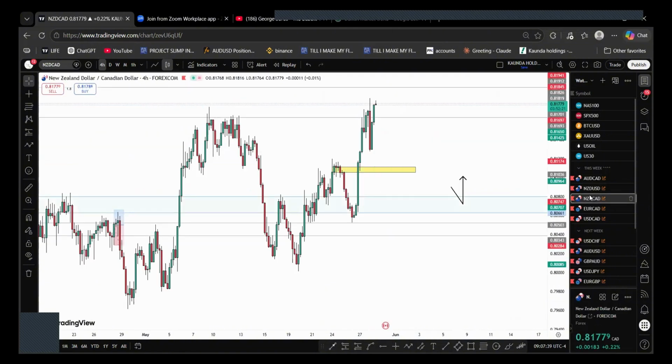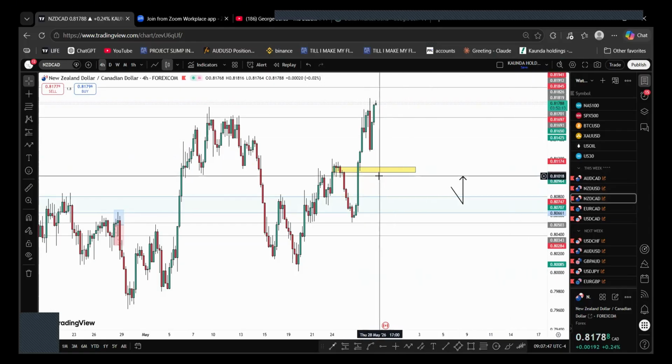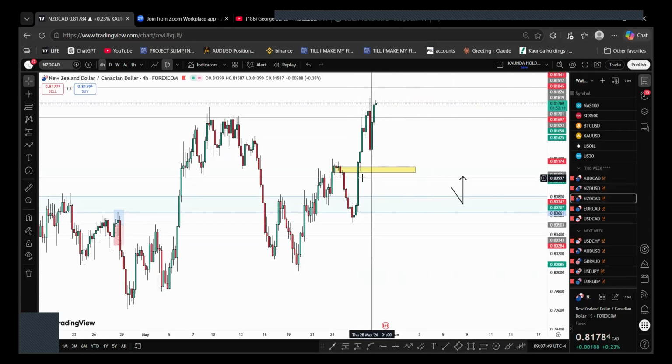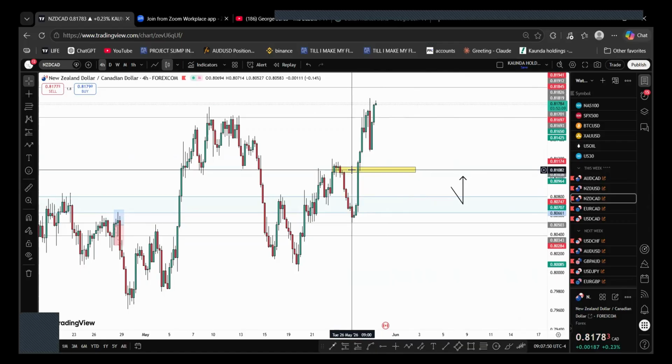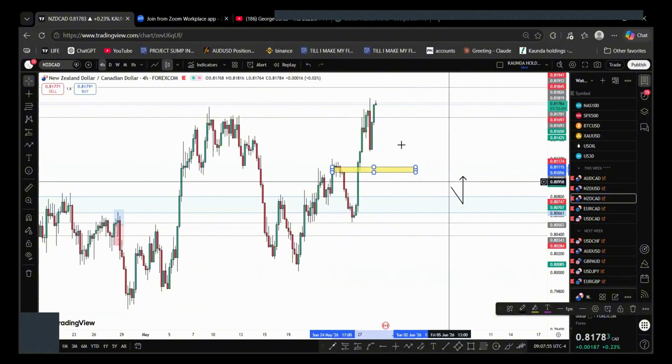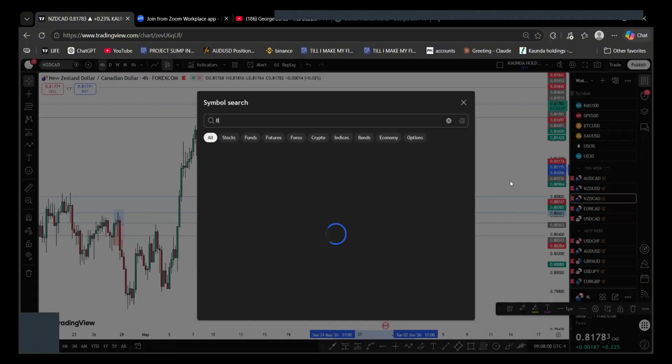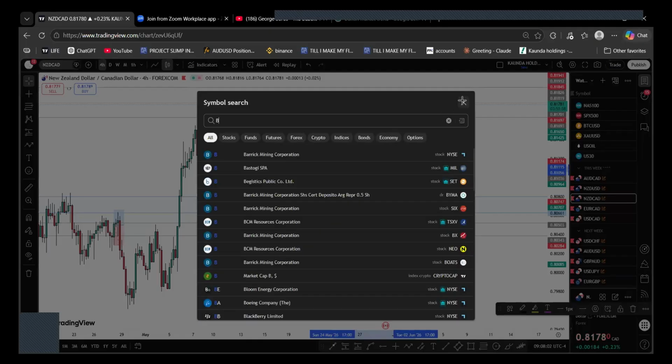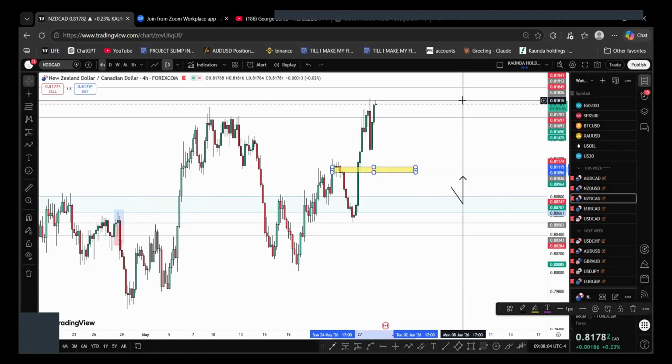So NZD card, you can see this trade has left us. It has made the new high, making this retest something to do with next week, not now. So this trade has just gone.